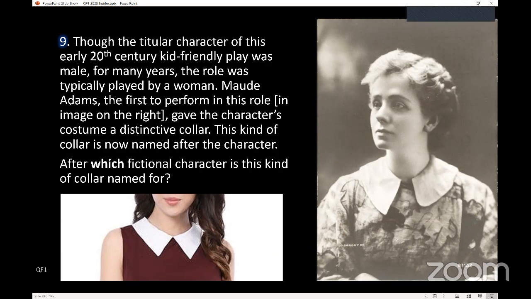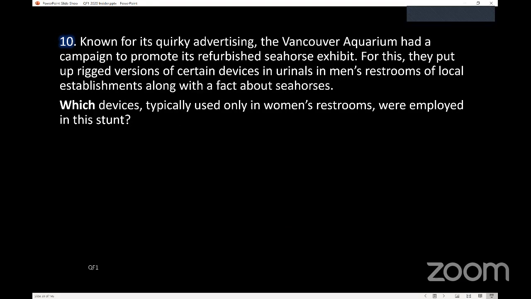All right. So question 10, which is the last of this quarter. Known for its quirky advertising, the Vancouver Aquarium had a campaign to promote its refurbished seahorse exhibit. For this, they put up rigged versions of certain devices in urinals in men's restrooms of local establishments, along with a fact about seahorses. So what devices did they put in urinals of men's restrooms? Typically used only in women's restrooms, they were used in this stunt.